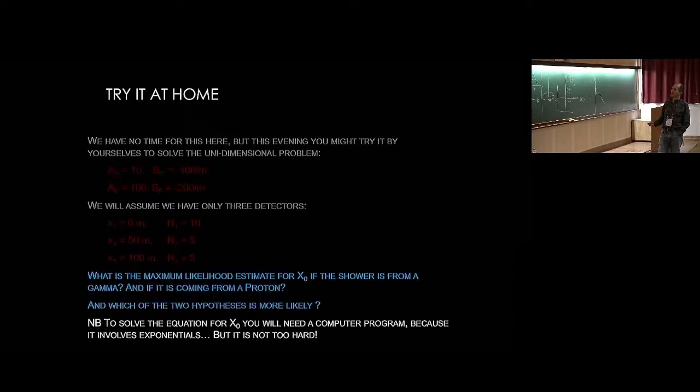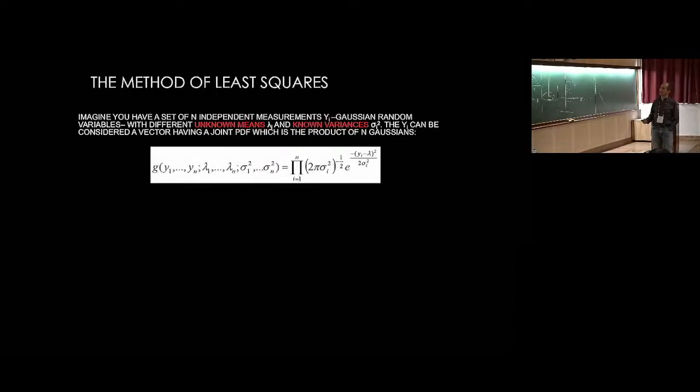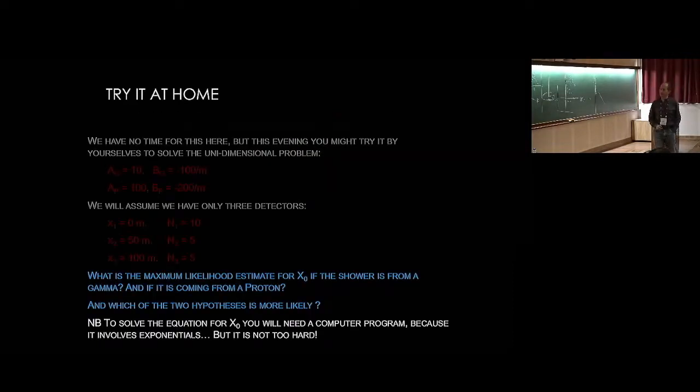And we can try to look at our maximum likelihood estimate for the position and compare it with the one that we generated at random. Okay, if we pull all of this off in 20 minutes, we are dragons. Solving the equation for x0 requires a computer program because it involves exponentials. Okay, let's set up to work.